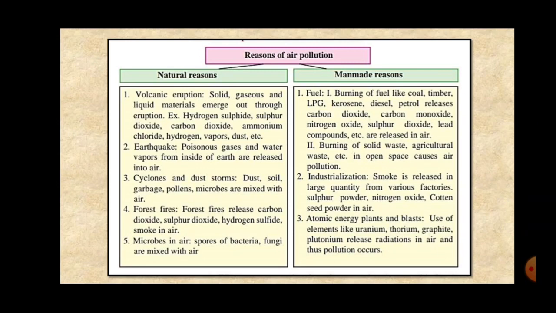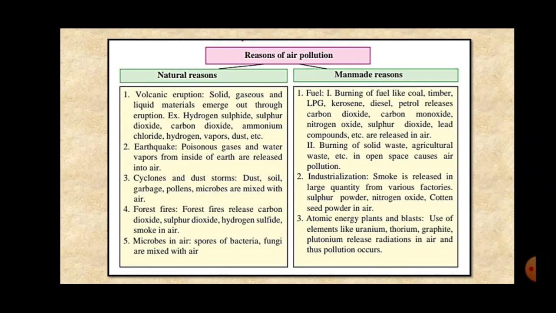Cyclones and dust storms. When there is a strong cyclone, we had seen that the soil and the dust just fly away with the air, and with this, the garbage, the pollen grains, and the microbes are mixed with the air and they pollute the air.